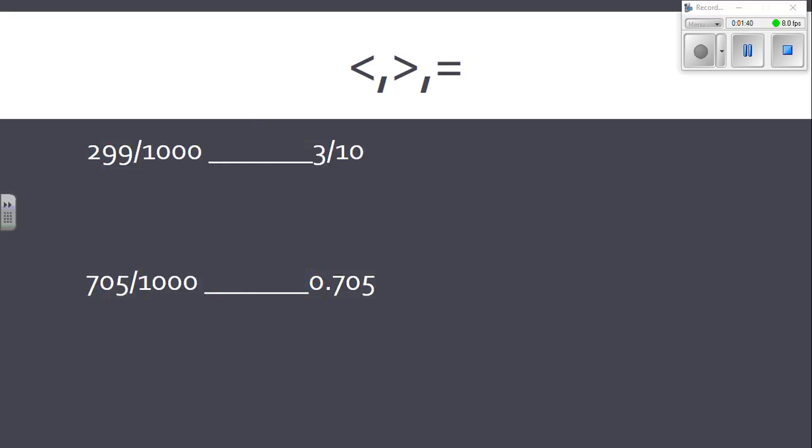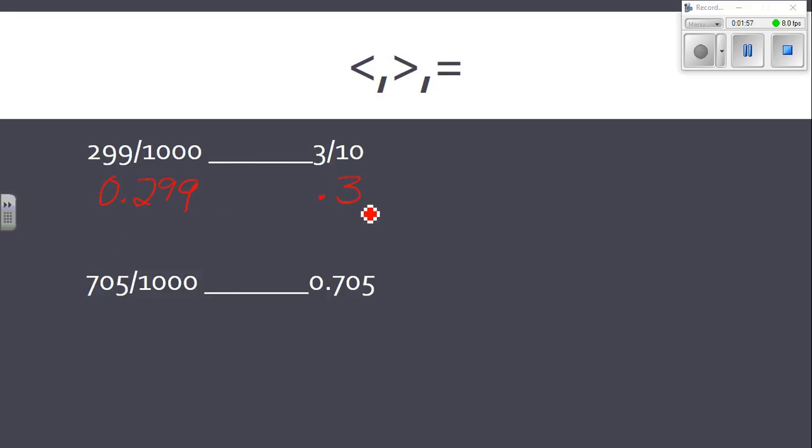Alright, here's some fractions. First thing I notice, I can change these into decimals. That's what I'm going to do to make it easier. See, they don't have the same denominator. And this would be 3/10.